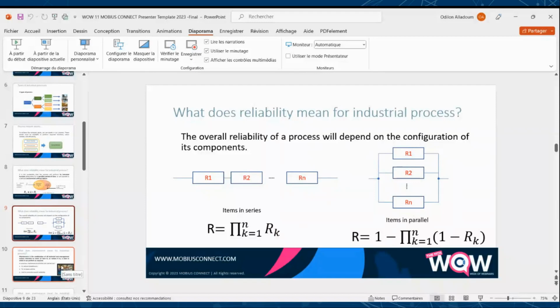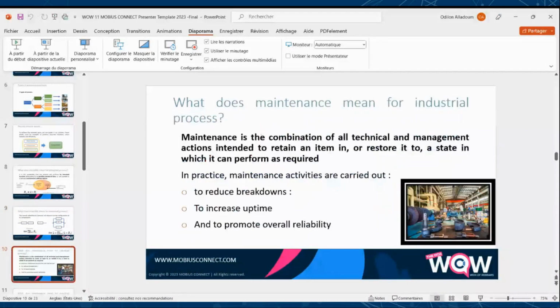Now let us define what is maintenance for industrial process. Maintenance is defined by IEC as the combination of all technical and management actions intended to retain an item in, or restore it to, a state in which it can perform as required.